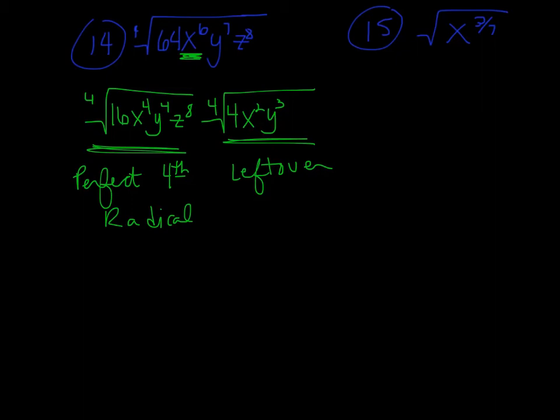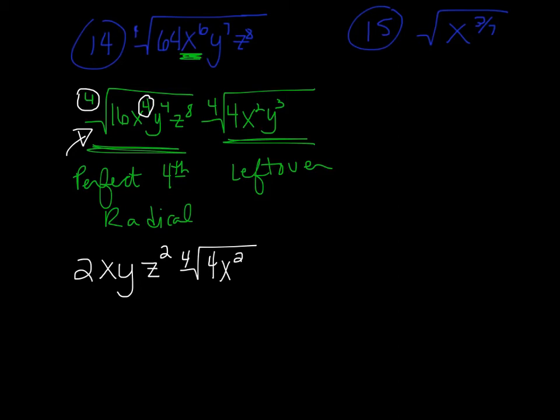After I've separated them into the two, I'm going to actually take the fourth root of all of this. The fourth root of 16 is 2. The fourth root of x to the fourth, I'm just going to take my power 4 and divide it by my index. So I'll have a power of 1 on x. Same thing with y. 4 divided by 4 is 1. On z, 8 divided by 4 is 2, so I'll have z squared. And then my leftover stuff isn't changing at all. It just stays exactly like it is.